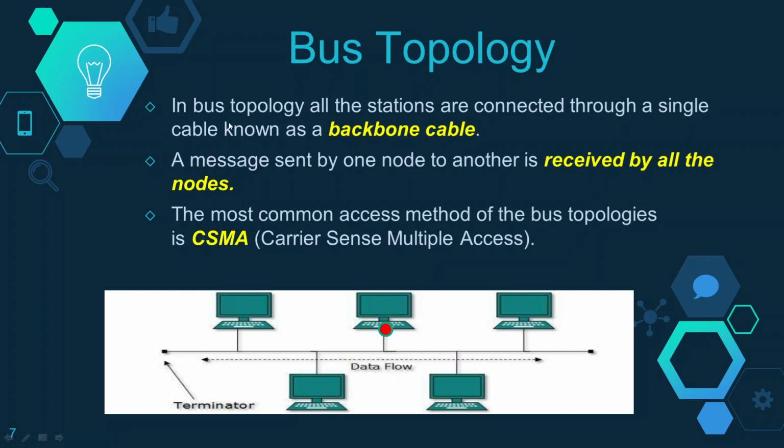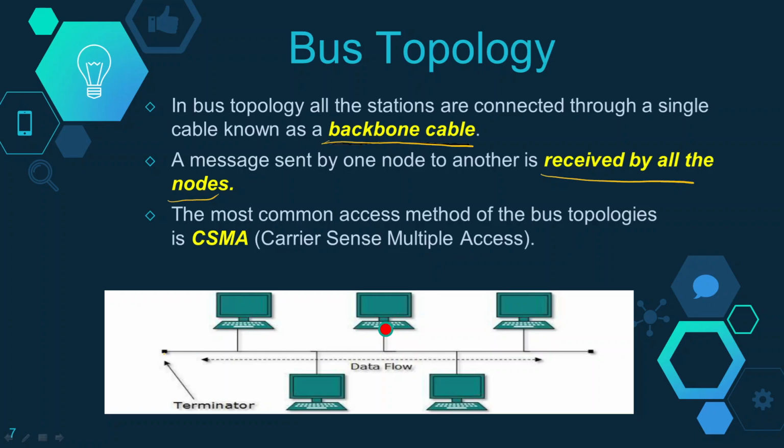In bus topology, all the stations are connected through a single cable known as the backbone cable. A message sent by one node to another is received by all the nodes. This is an important point. These highlighted points are important. The most common access method of the bus topology is CSMA, carrier sense multiple access.